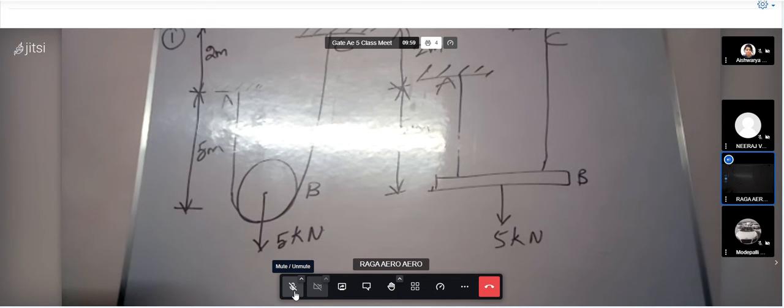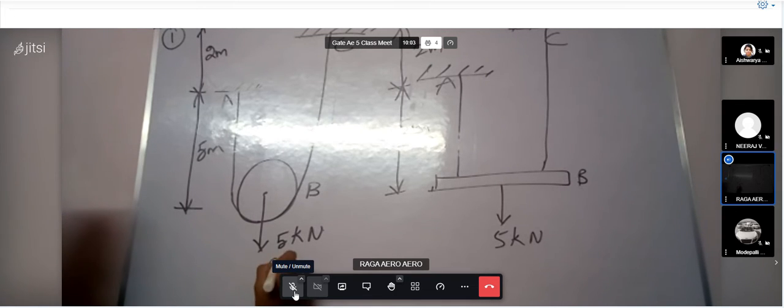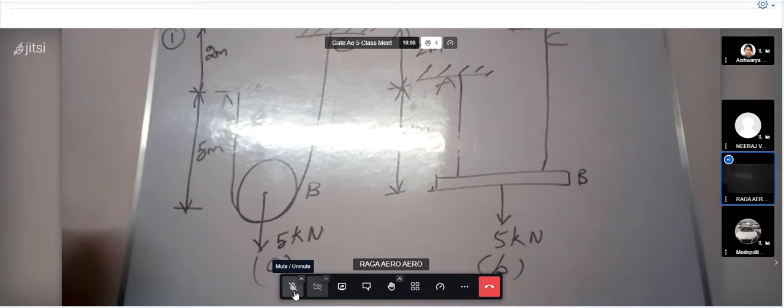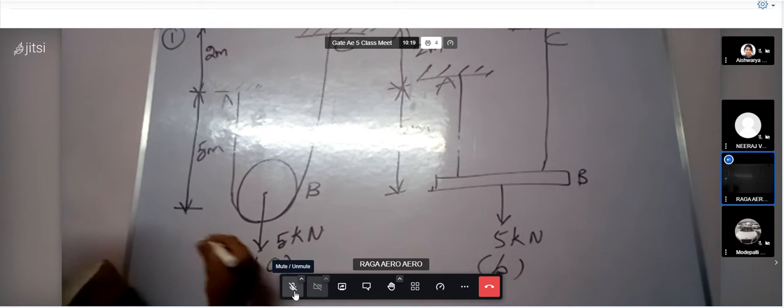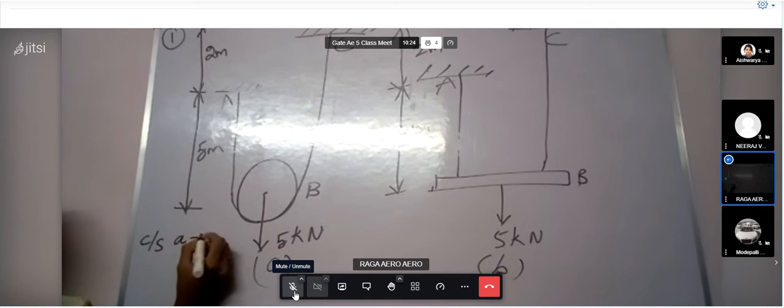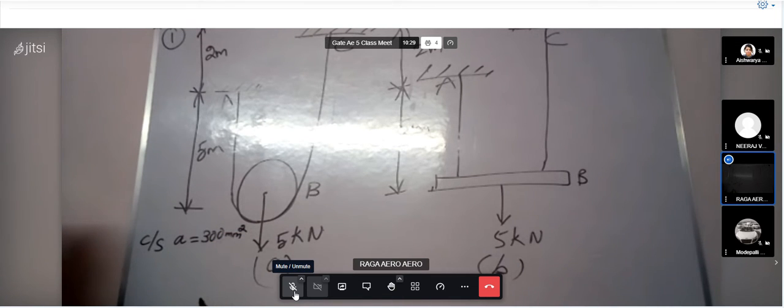In both the cases, this is our case A and B. Take case A and B, okay? So, a load of 5 kilonewton is suspended by ropes as shown in the figure, that is A and B. In both cases, the cross-sectional area of the ropes is given, 300 mm square, okay, and the value of E, what is E?